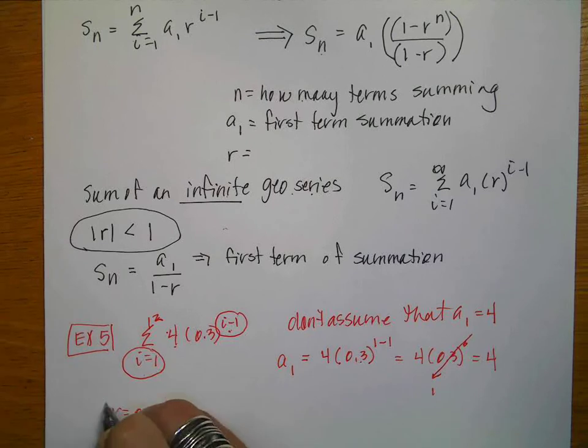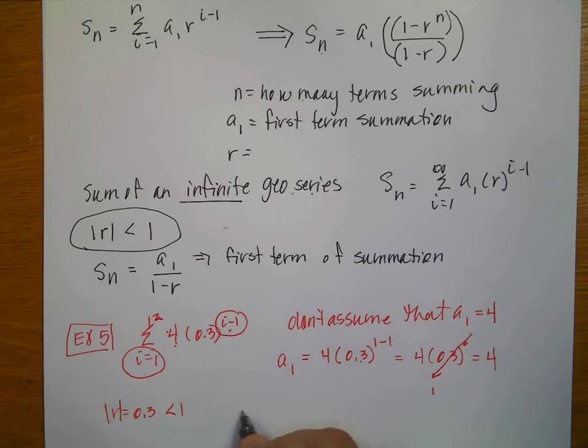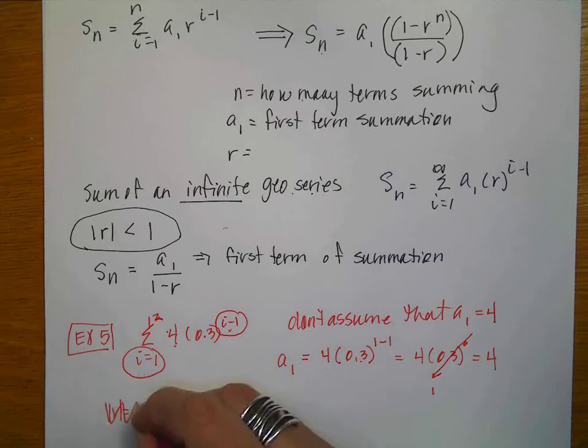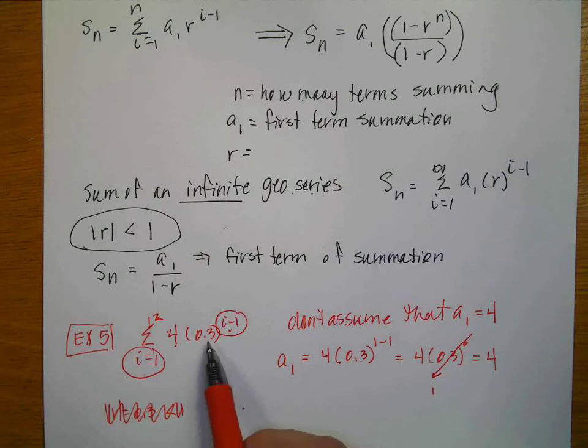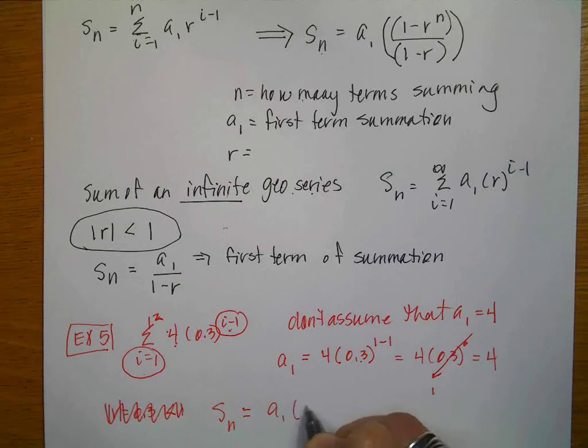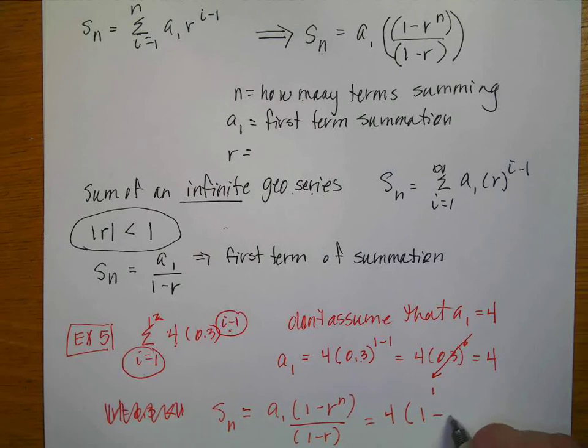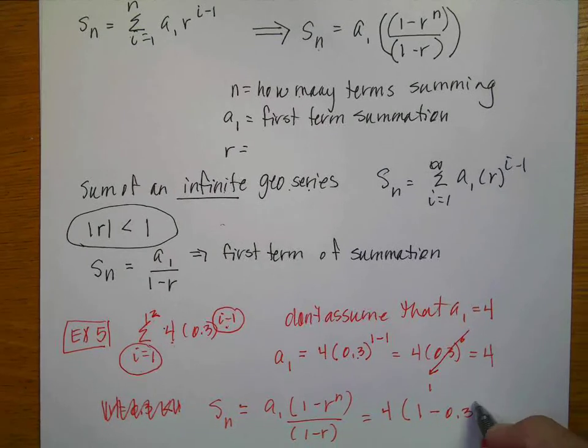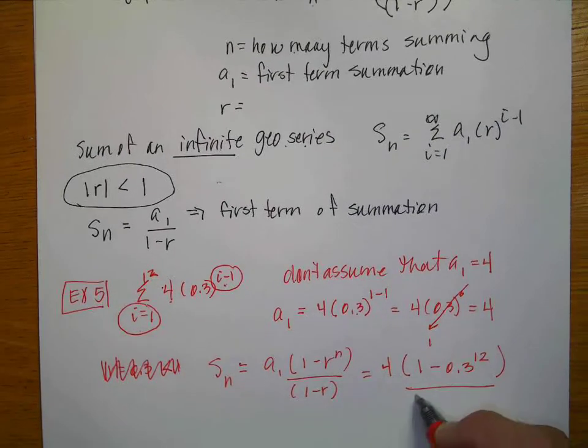So when I start my summation, my r is 0.3, which is less than 1. So that means that my sum is going to be, oops, sorry, bad math, wrong equation. So I'm doing a finite sum, shame on me, S sub n is equal to a sub 1 times 1 minus r to the n divided by 1 minus r. My first term is 4. I have 1 minus 0.3 to the 12. 12 minus 1 is 11, plus 1 is 12, so I'm summing 12 terms. Remember, it's always the top index minus the bottom index plus 1, over 1 minus 0.3.